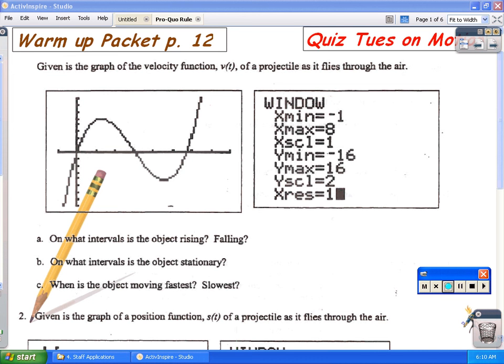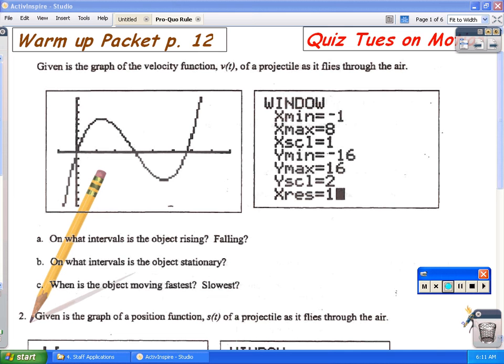This video is on the product and quotient rules, two strategies for finding derivatives of products and quotients. I'm going to begin with a review of motion, and if you don't need this review, you may just want to skip ahead to the product and quotient rule.